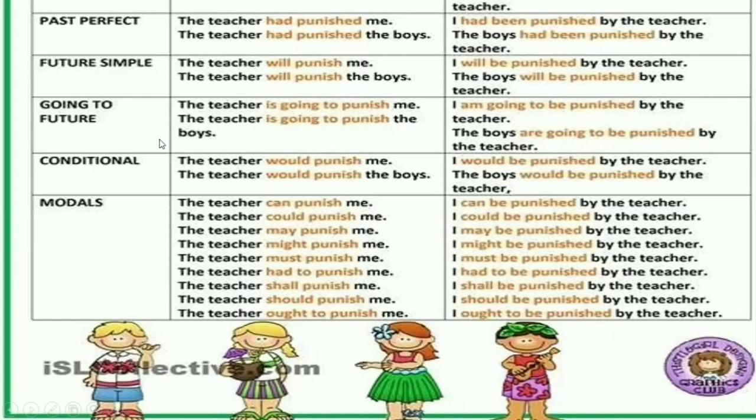What about going to? The teacher is going to punish me. Punish me, verb 1 in the active voice. In the passive voice, I am going to be, and verb 3. So you can say that it's a passive voice. And here are the modals and conditionals.